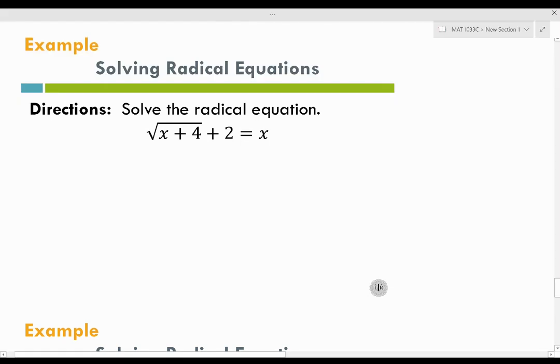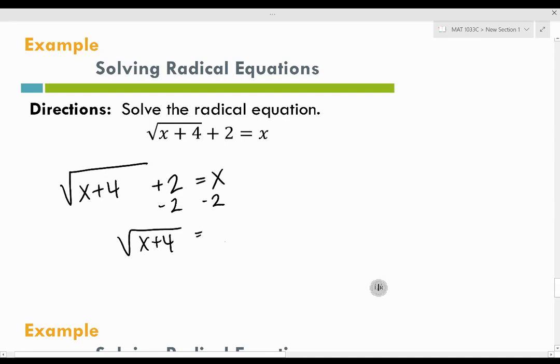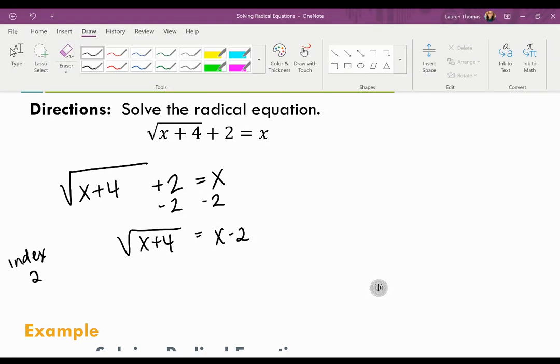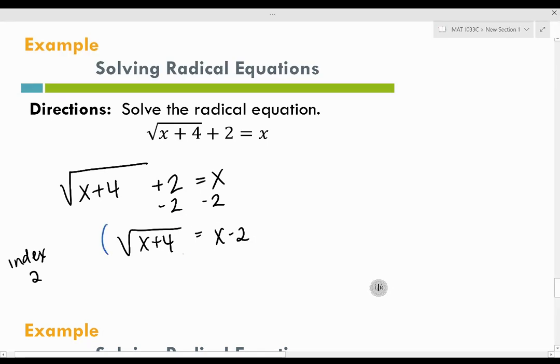So I'm going to write my problem first. I need to isolate the radical, which means that the 2 needs to move to the other side of the equation. So I'm going to subtract 2 from both sides. I need to identify what my index is. Once again, the index on this problem is 2. That means I'm going to raise both sides of my equation to the second power.